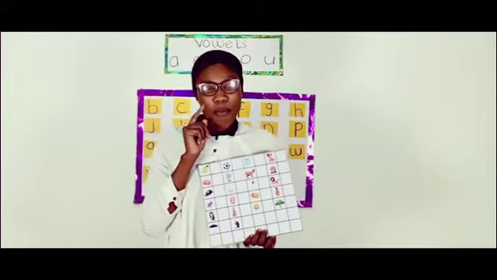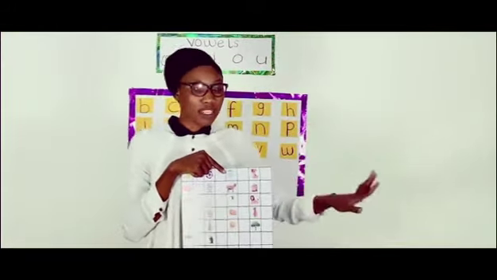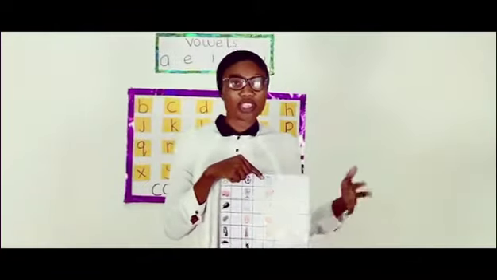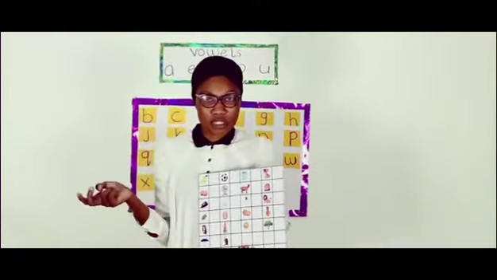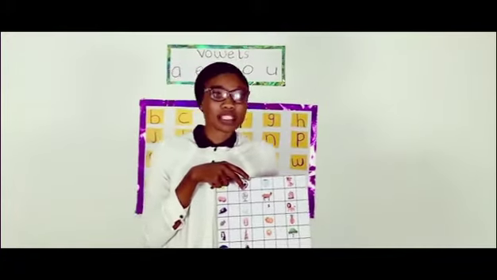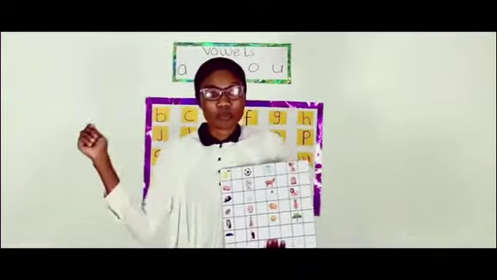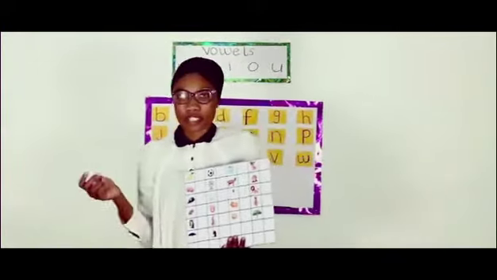B as in ball. B as in boy. This is my brother. He's a boy. The child can have a brother who is a boy in the house. So B as in boy, B as in bat. The child plays tennis with a bat, B as in bat.